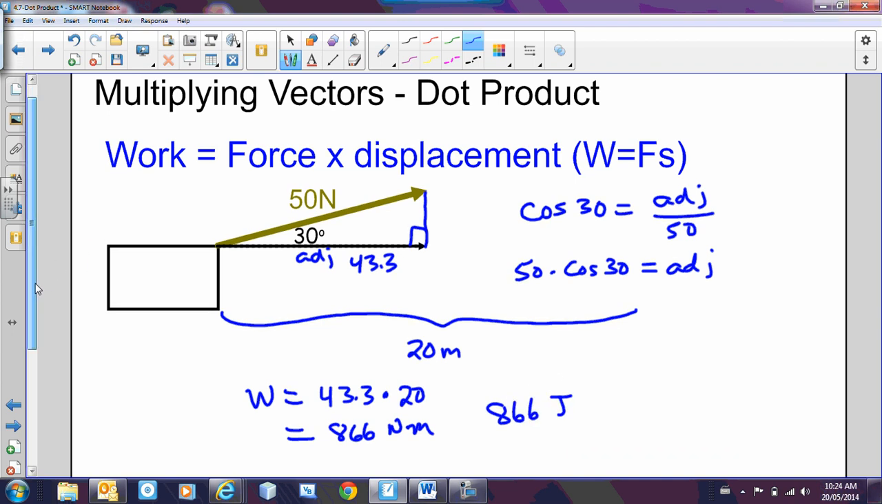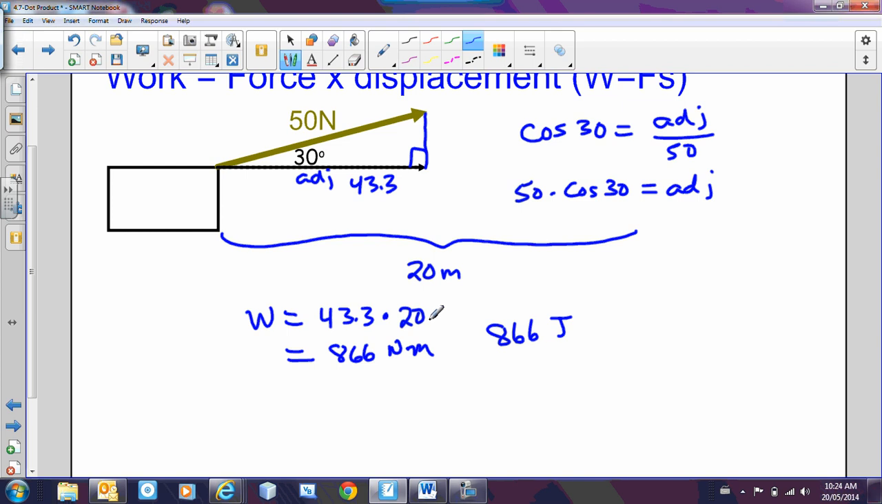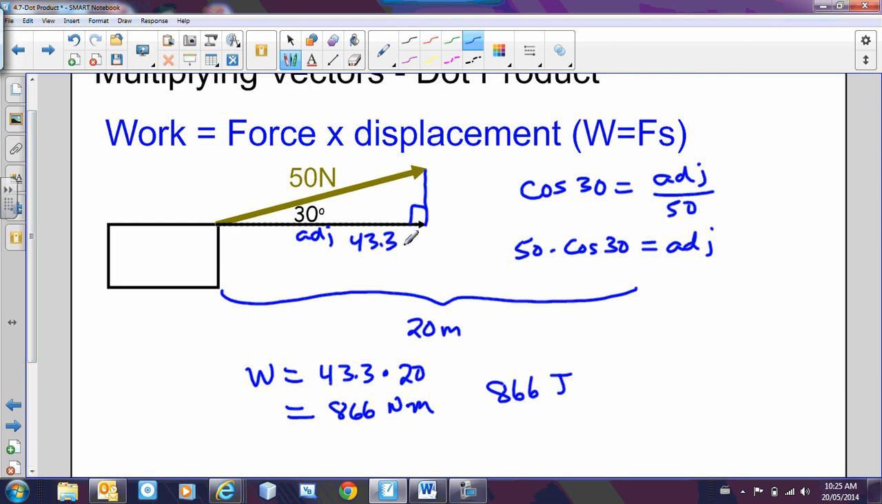Now again, the units don't really matter to me. Newton meters makes sense. I'm applying newtons of force times meters. It happens to be the same thing as joules. But what's important is to recognize I have a force in a direction, a displacement in a direction, and what I end up with is a multiplication that results in some value.